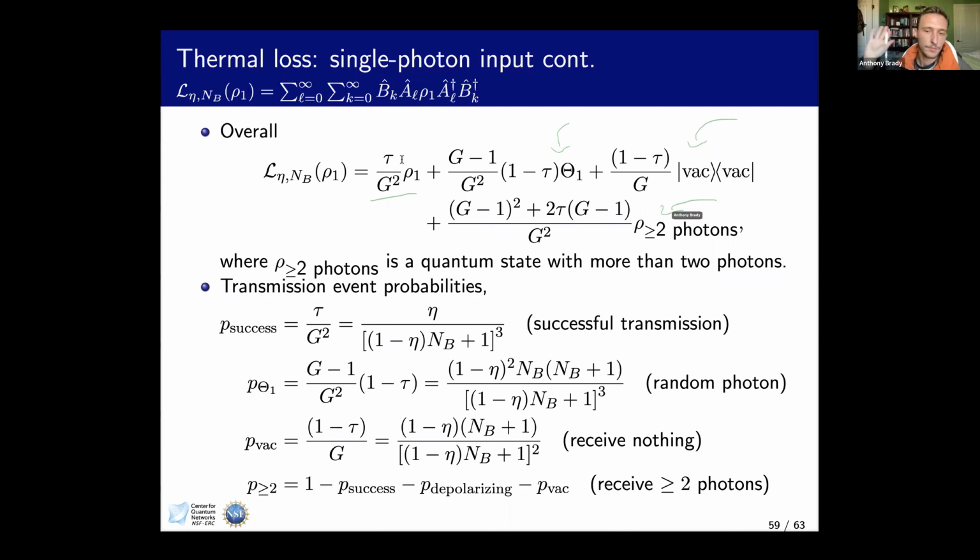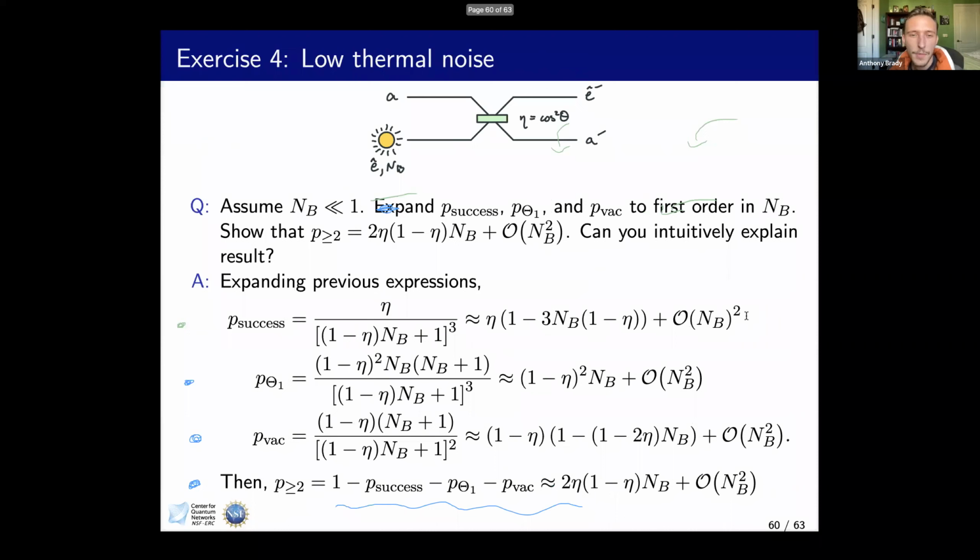And so you can calculate, for example, transmission event probability. So this is the probabilities that you get these terms. This is important, especially if you want to know the success of some communication task like distributing photons. This also becomes important when you're dealing with more than 1 photon, like distributing entanglement. So the successful transmission, that's just this probability up here, this first probability. That's the probability that you successfully transmit the photon. This is the probability that you get a random photon. This is the probability that you receive nothing. And this is the probability that you receive greater than or equal to 2 photons, which is just 1 minus the probability of these other events. Okay, and we've written them out here in these original variables of eta and NB of the channel rather than these auxiliary variables of tau and G. Okay, so next slide, please.